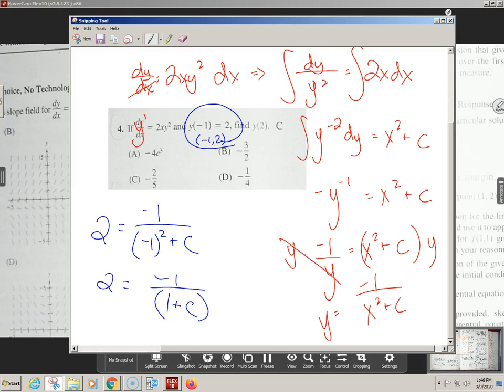Wait, but 1 plus c was a c. 1 plus c, because you have to think whole denominator. Group together. So then I get 2 times 1 plus c. You see why I'm saying 2 plus 2c? I distribute the 2, subtract the 2, negative 3, divide by 2. Negative 3 over 2.